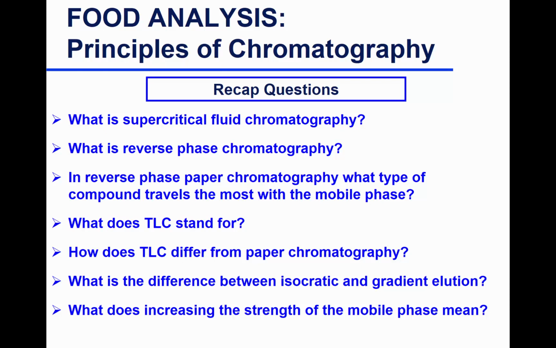So in reverse phase paper chromatography, what type of compound travels the most with the mobile phase? If I have reverse phase, would it be the polar or the nonpolar compound that would travel? The polar compound would travel most because your mobile phase is polar. The compound that is most polar would associate the least with your stationary phase and move fastest with the mobile phase. What does TLC stand for?